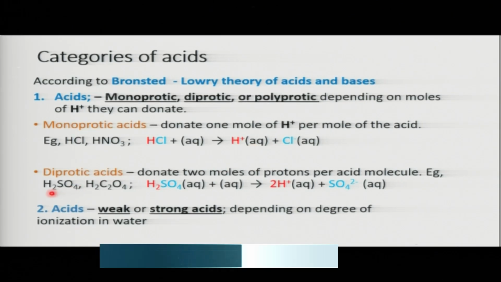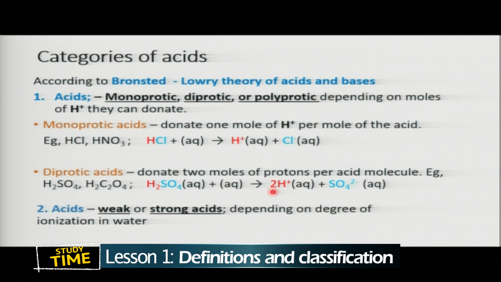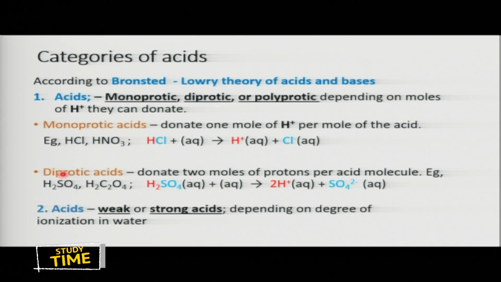Then if it can release 2 moles of hydrogen ions from that single molecule of the acid, then it becomes a diprotic acid. I think this is clear. Mono meaning 1, di meaning 2. And if it releases 3, it becomes a triprotic acid. If it releases as many, then that's where we have the word polyprotic acid. That is depending on the moles of hydrogen ions released or donated.